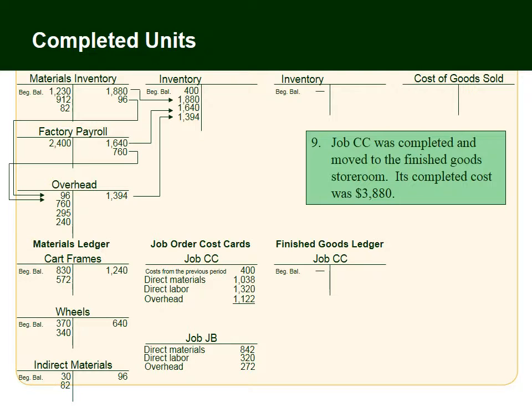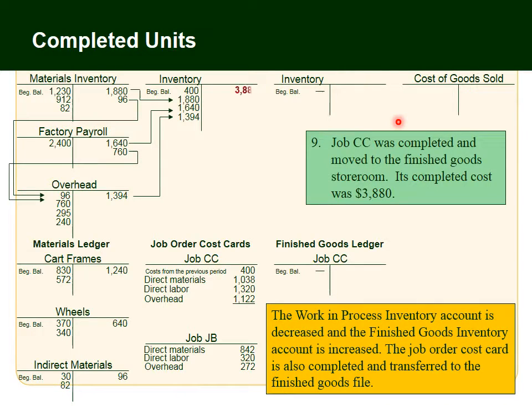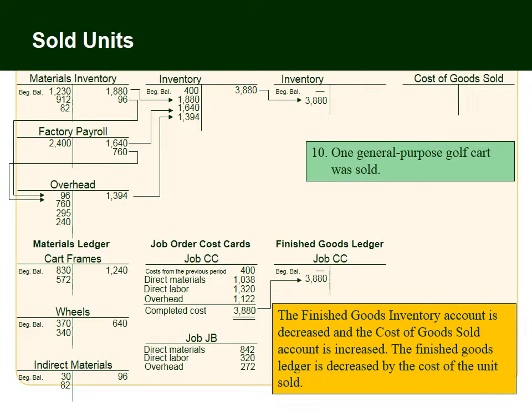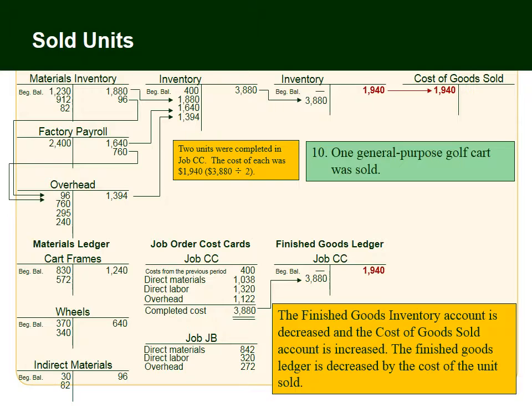Once a job is finished, and we're going to see that job CC is finished, it's going to go to the finished goods inventory, which is this one, $38.80, and the finished goods subsidiary ledger has $38.80. That job's done, finished. Going to finished goods, we'll just wait on it to be sold. One golf cart is sold for $19.40. And we reduce our subsidiary ledger. We transferred into cost of goods sold.